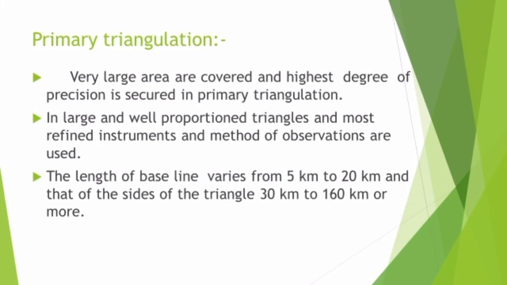In primary triangulation, a very large area is covered and the highest degree of precision is secured. As we said earlier, it is working from whole to part. As it is the first step, we will be considering the periphery of the total area, and hence the largest and most accurate measurements will be done in primary triangulation. The baseline measurements will be 5 to 10 kilometers, and the sides of triangles will be 30 to 160 kilometers, the largest of the measurements.